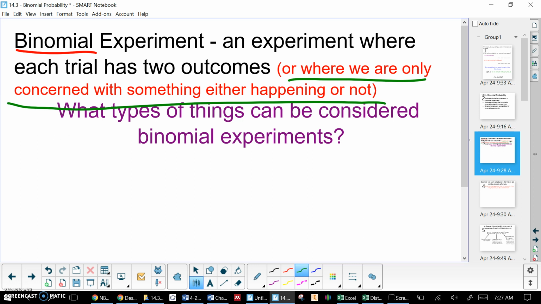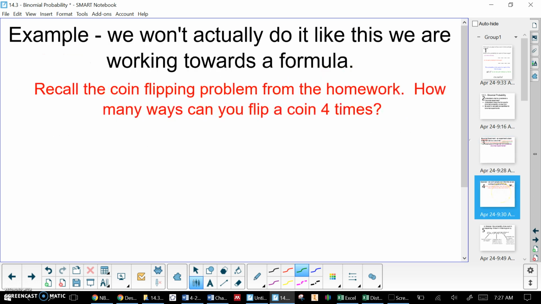So let's just take a quick look at one example. This is from your homework from Friday, and this is where we flipped a coin 4 different times, and we were looking at questions like, well, how many ways are there to get a heads all 4 times? Well, that one was pretty easy because there's only one way to get a heads 4 times. You have to get all heads, and there's 16 total ways.